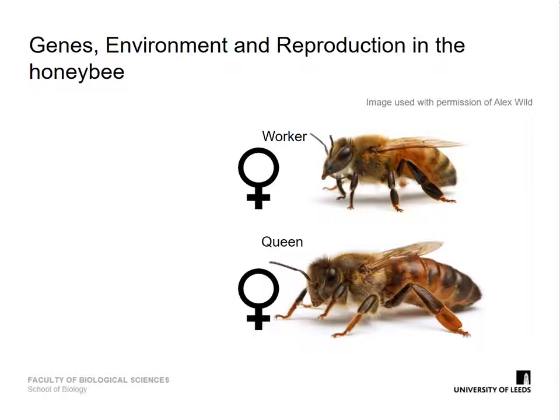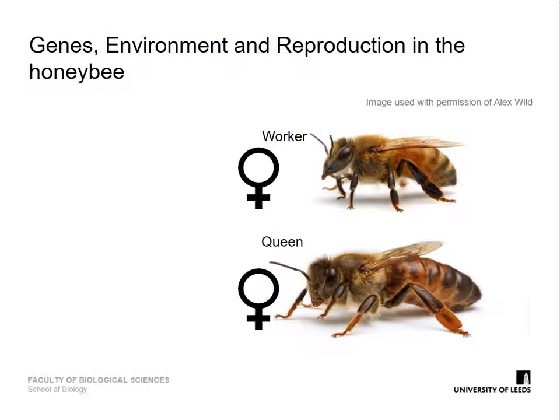A honeybee colony can be made up of 100,000 individuals. And almost all of those individuals are females. Males actually play a very small part in honeybee societies. But of those 100,000 individuals, there is only one female that reproduces, and that's the queen, and she's shown at the bottom of the screen. Now the queen can lay 2,000 eggs a day. She is an egg-laying machine.